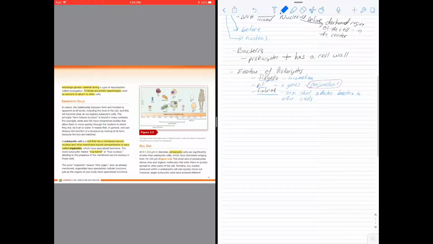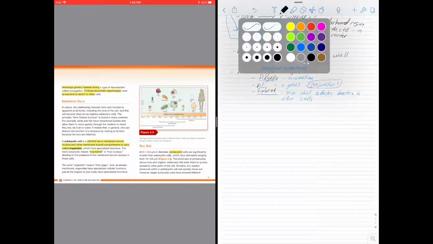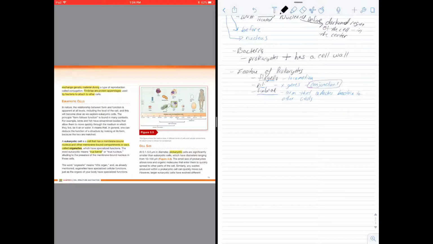All right, which is kind of nice to know. So you've read it through once. In nature, the relationship between form and function is apparent at all levels. The principle, form follows function. So they put that in quotation marks, so that probably is important.